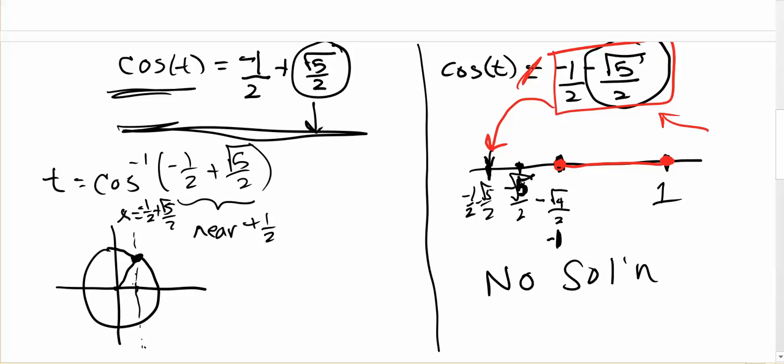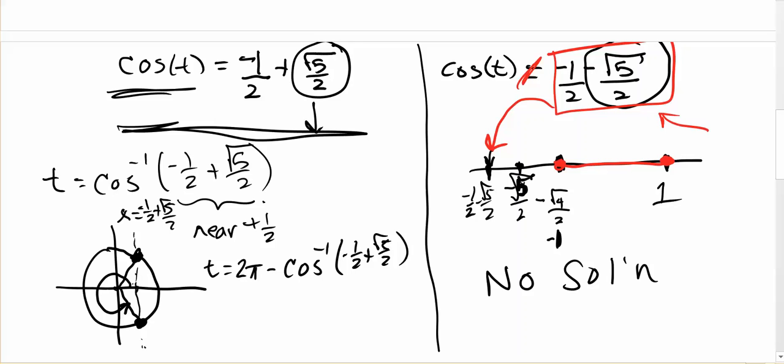Then we'll get a symmetric solution that hits this same line, and we can either write it as a positive solution or a negative solution. I'm going to choose the positive solution. So this would be our principal solution, the one that the inverse cosine gives us. Our symmetric solution, t is equal to 2 pi minus the inverse cosine of negative 1/2 plus the square root of 5 over 2, will give us this angle right here.